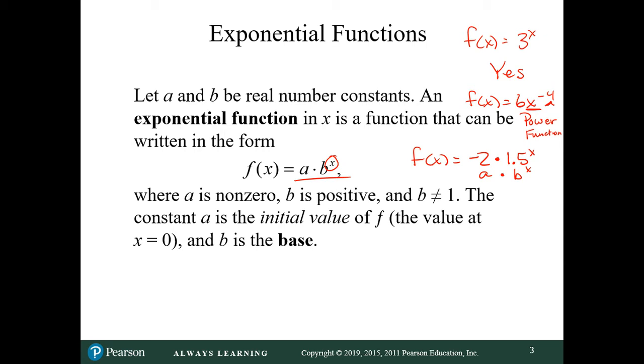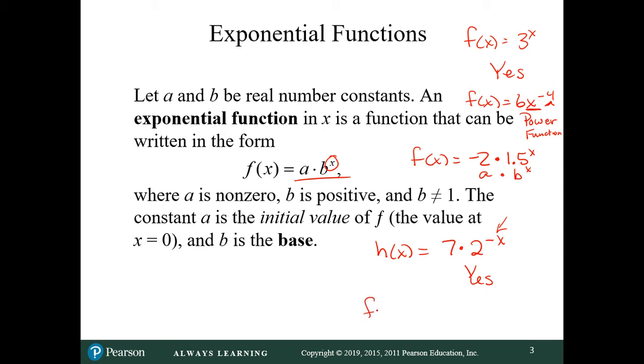Let's do another one. H of x equals 7 times 2 to the negative x. Is that an exponential function? Yes, it is. It can have a negative in front of the x and still be an exponential function.